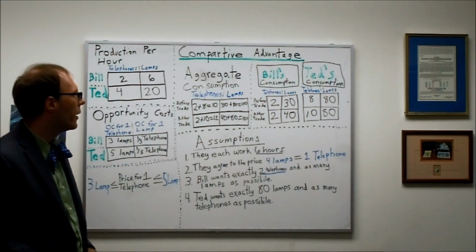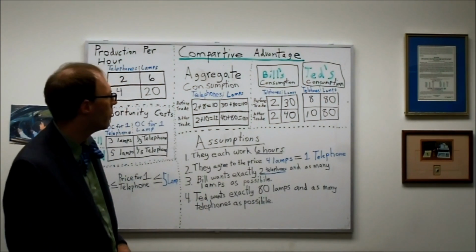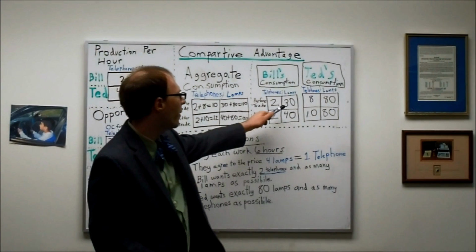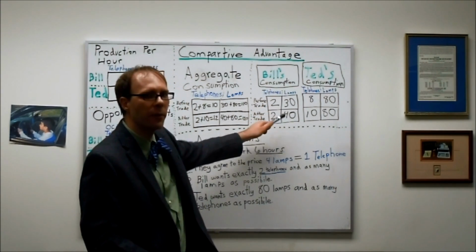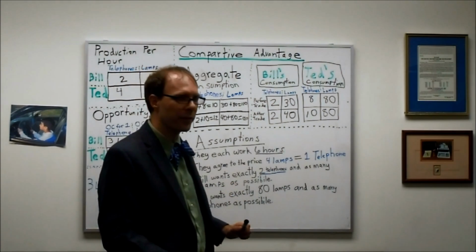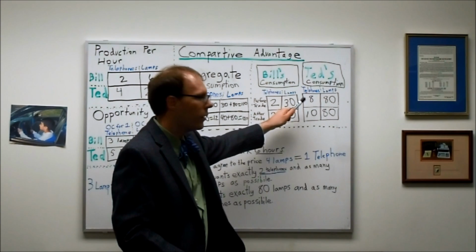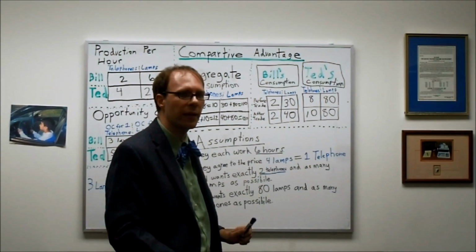We also see that both Bill and Ted are better off. Bill goes from consuming 30 lamps to consuming 40 lamps. And Ted goes from having 8 telephones to consume to having 10 telephones to consume.